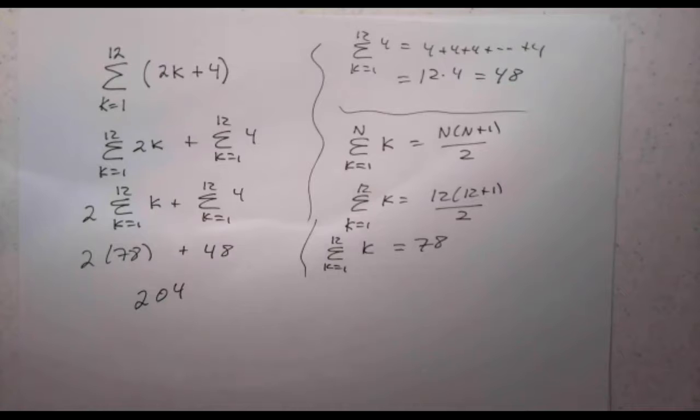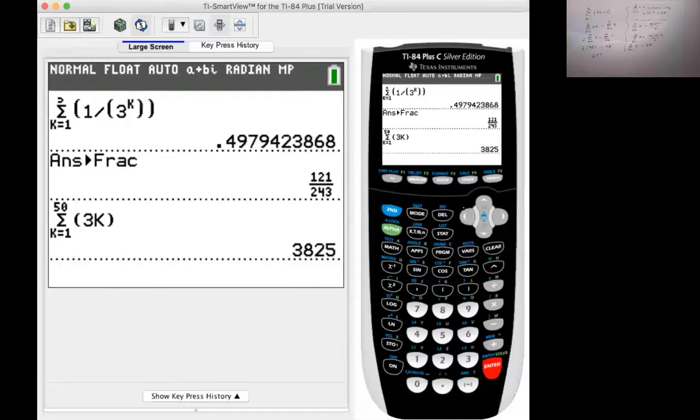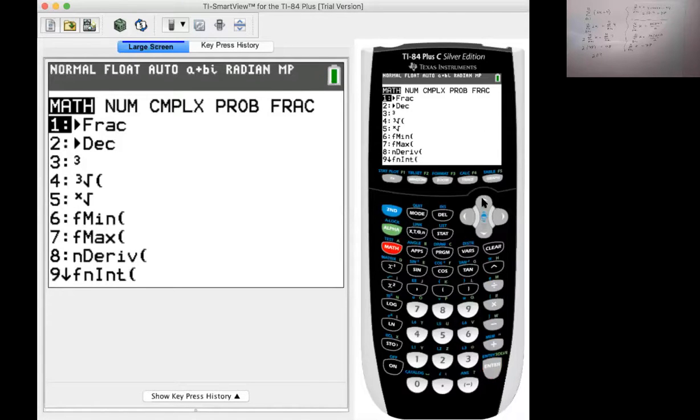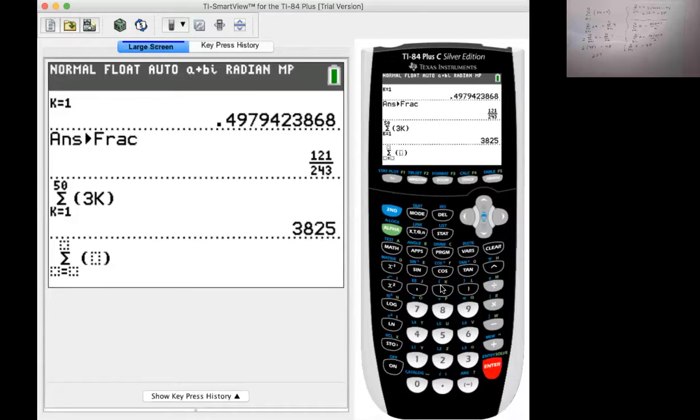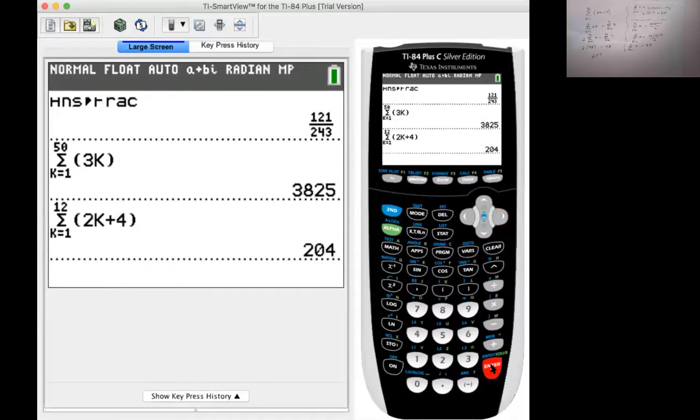Now let's check that on the graphing calculator and see what we get. So we're going to go to math, 0, summation. K goes from 1 to 12. K, it's in alpha mode already. K goes from 1 to 12 of 2 alpha k plus 4. We hope we get 204. Let's see if we do. Looks good.